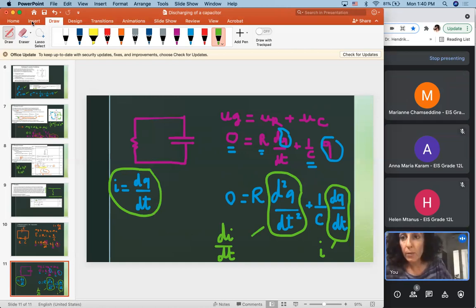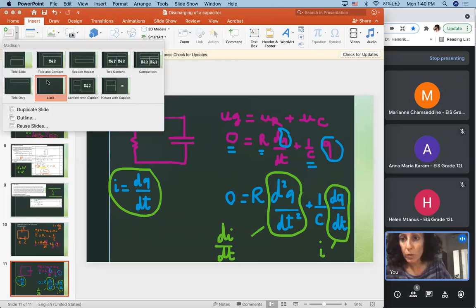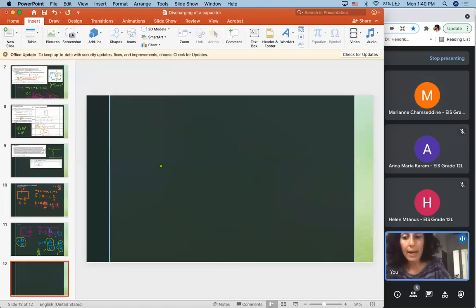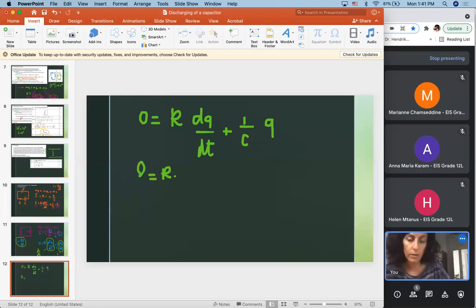What I can do is the following. I have the equation written as 0 equals R dq over dt plus 1 over C q. Let me write it with a prime: 0 equals R q prime plus 1 over C q. Do you agree? Now I'll take the derivative again, which gives a double prime.